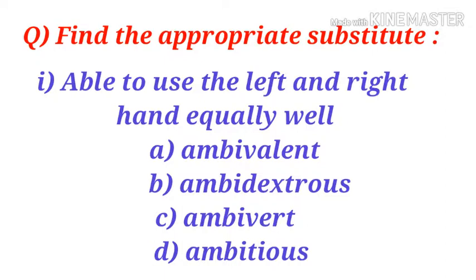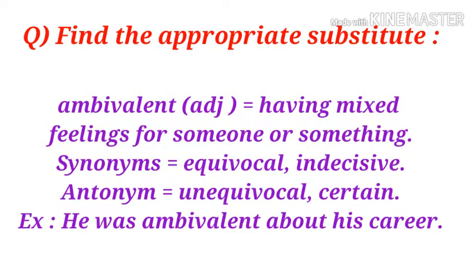So the first word is ambivalent. Ambivalent is an adjective which means having mixed feelings for somebody or something. That means we have both good and bad feelings for somebody or something. That is known as ambivalent. Its synonyms are equivocal, indecisive, and its antonyms are unequivocal and certain. That means we cannot find the right decision. We become indecisive. We do not have the accurate point of view about someone. We are having mixed feelings for which we cannot give a right decision. That is known as ambivalent.